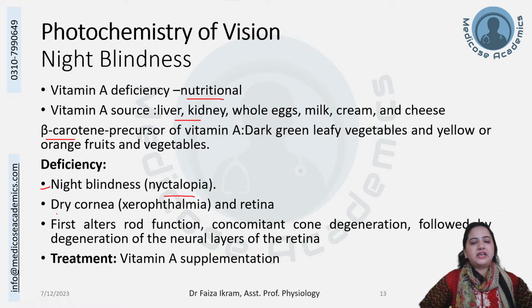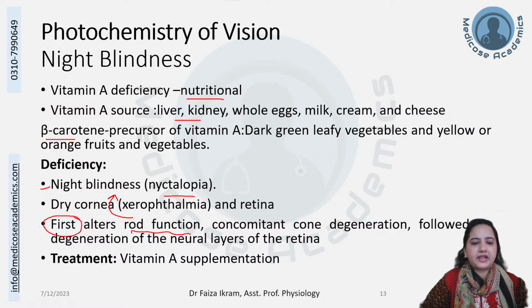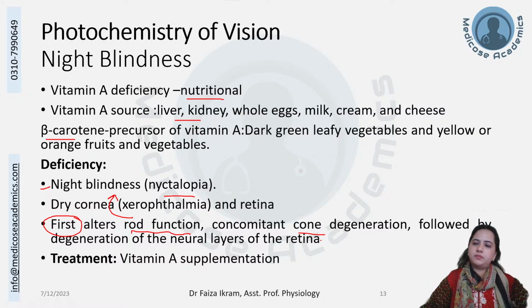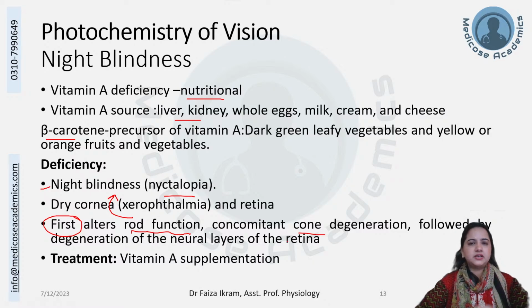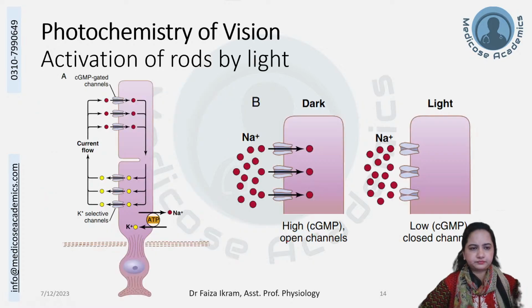It can also lead to dry cornea, known as xerophthalmia, and dry retina. It first alters the rod function. This is why it first leads to night blindness, because rods are responsible for the dim light vision, black and white vision. Later on, if continued, it may lead to cone degeneration followed by degeneration of other neural layers of the retina. And if diagnosed and treated, a single treatment dose may reverse the symptoms. But the condition is that treatment is initiated well in time before the permanent damage is caused.